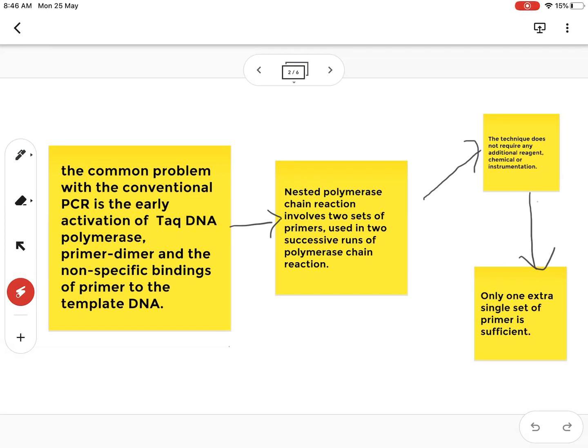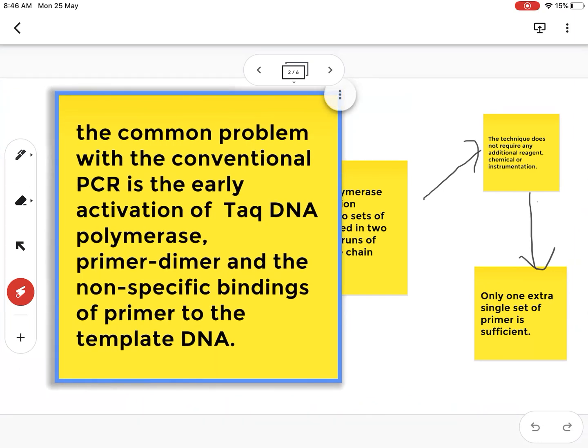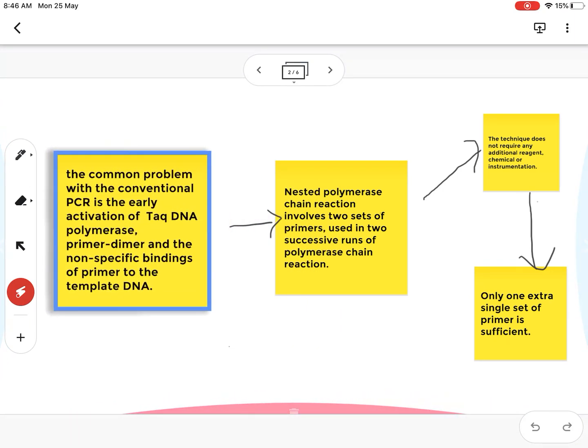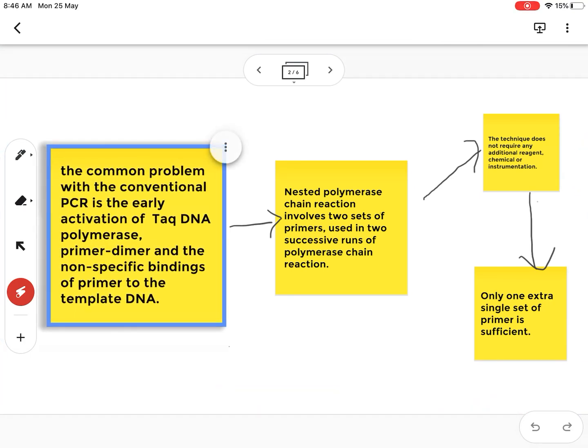We have seen that there are several problems in the conventional PCR, such as the non-specific binding, the early activation of Taq DNA polymerase, as well as the formation of primer dimer. So nested PCR tries to overcome the problem of non-specific binding, and to overcome this problem in nested PCR two sets of primers are used.